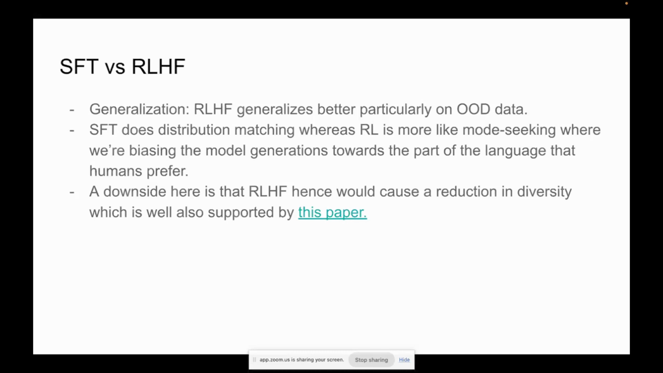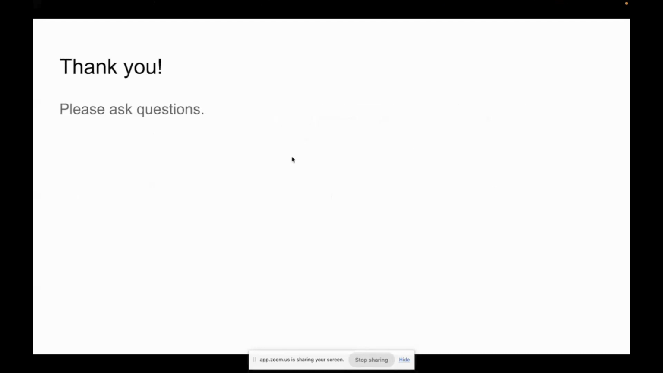A downside or a negative outcome is that the model now becomes sort of mode seeking. The diversity of the model, like the diversity of the tokens that it produces, reduces because of RLHF, which is also proved in this same paper that I'll send in the chat in a while. With RLHF, just because we're inducing a bias in the model, making it biased towards human preferences, its creativeness aspect, the diversity aspect, reduces in comparison to SFT. And I think that's all.